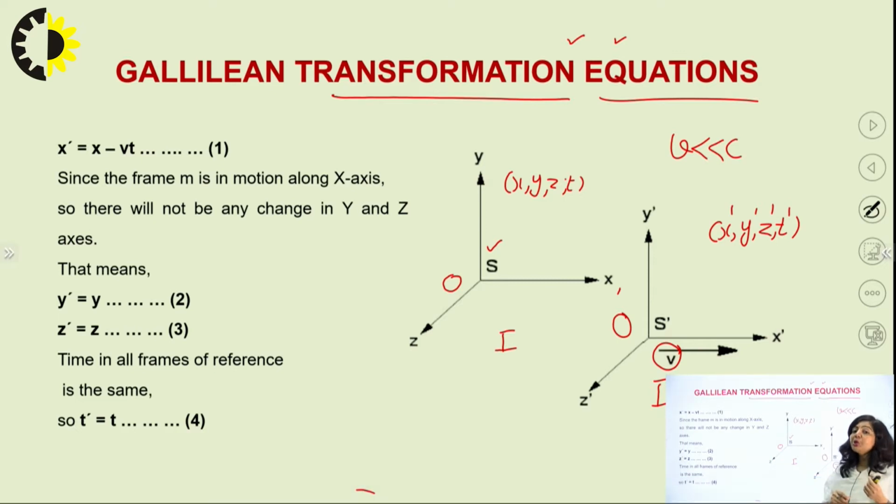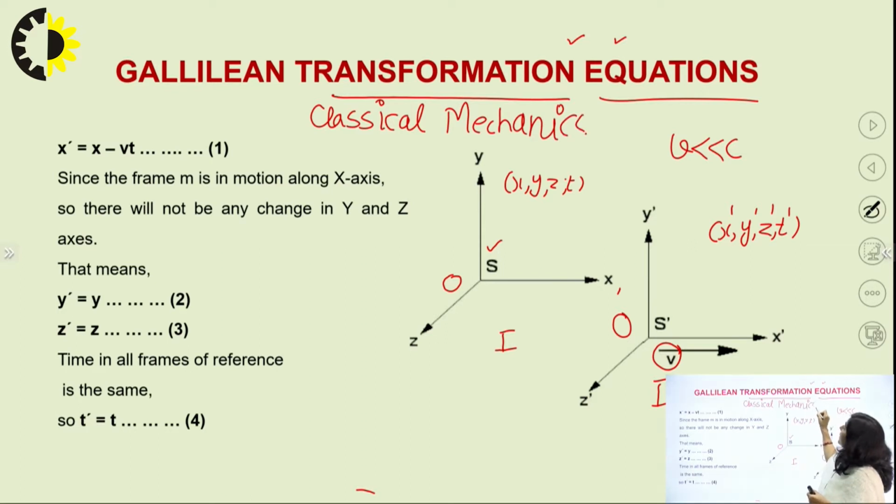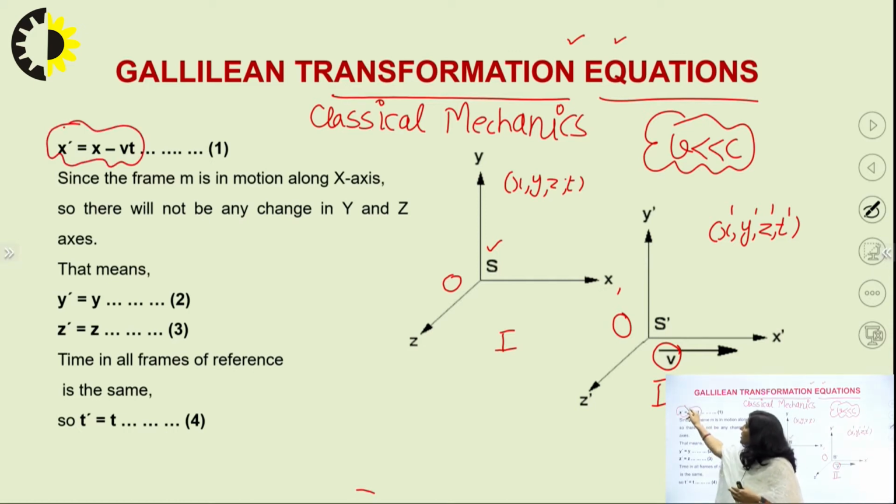But as I have mentioned earlier, we can classify mechanics in 2 groups: one is classical and the other is relativistic mechanics. The equations I have mentioned here are applicable only in classical mechanics. When V is very, very small with respect to C, you have 4 equations which are known as Galilean transformation equations. These equations are x dash is x minus vt, y dash is y, z dash is z, and t dash is t. Now how are we getting those equations?